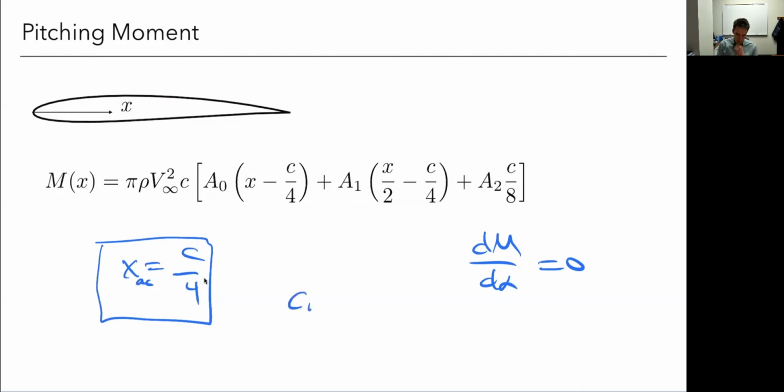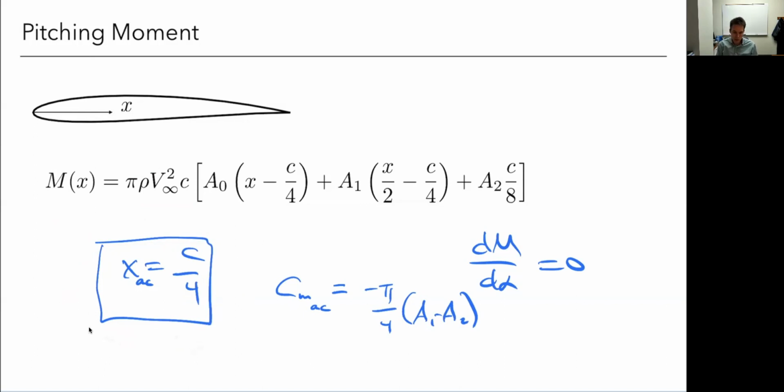By the way, if we computed the pitching moment about that point, it looks like something else. This is the pitching moment about the aerodynamic center. It ends up being pi over 4 times A1 minus A2. That's a little less interesting. This is a sort of critical big piece that we've gotten.